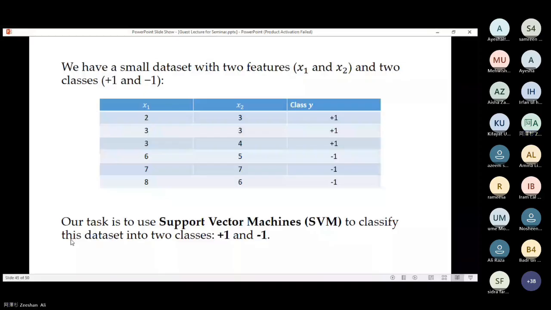Okay, so we can draw this easily. If you draw the x-axis and y-axis, the x1 value can be drawn on the x-axis and similarly x2 on the y-axis. So you can easily see that this data will be divided into two different classes.